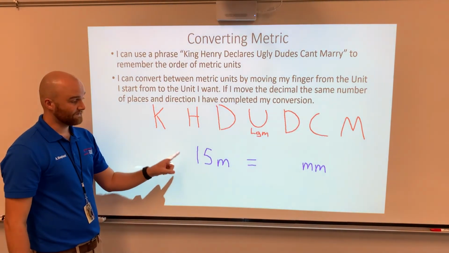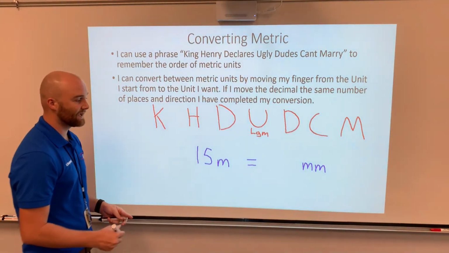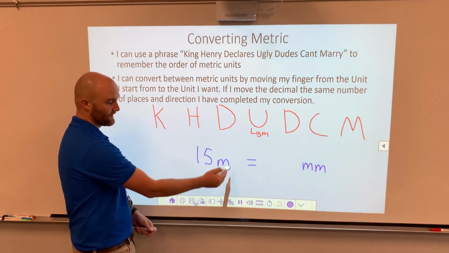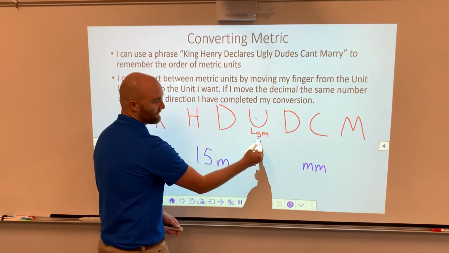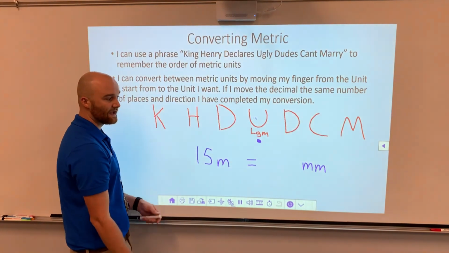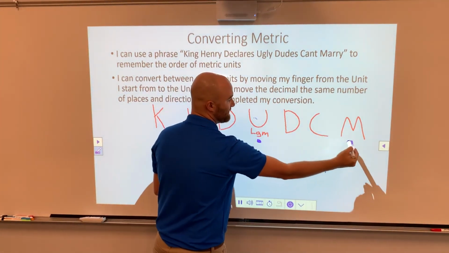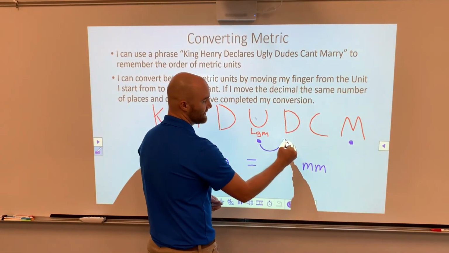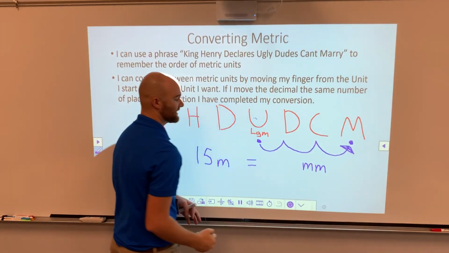All right, 15 meters changing into millimeters. The first thing I'm gonna do is find where this meters is. The M is all by itself. Well, it's all by itself, it doesn't have a partner because it's ugly. So I'm gonna put a dot right here. That's the U, my unit. Then I'm moving to millimeters. That's all the way down here, my millimeters. In order to get there, I needed to make 1, 2, 3 jumps to the right.